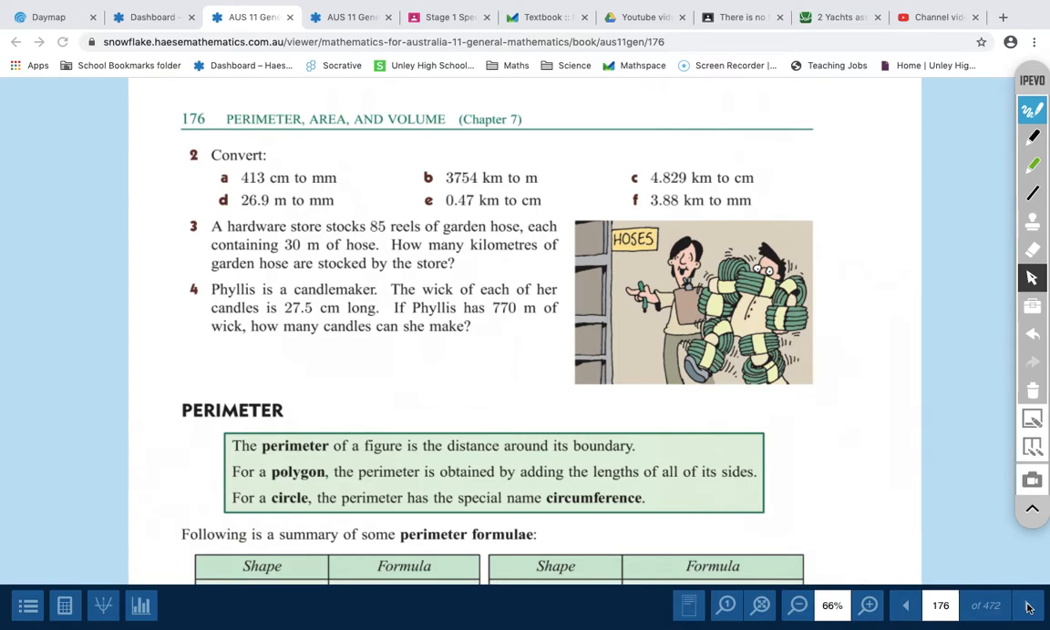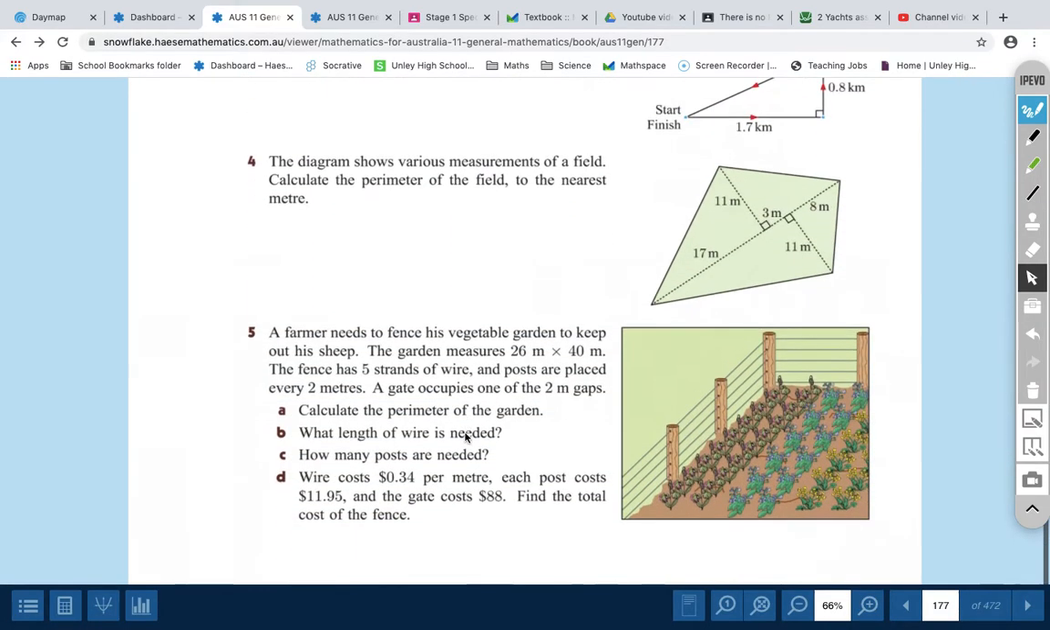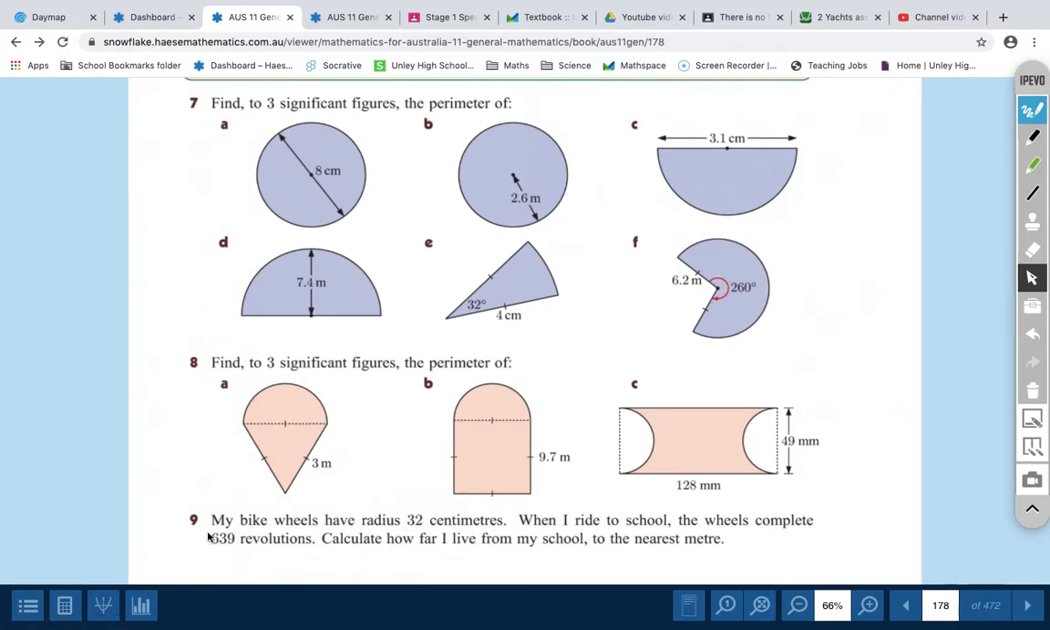Next, 7A2, question 9 is what I chose. This is all perimeter. I think it's fairly straightforward. I thought question 9 was interesting, so I'm going to look at that one.